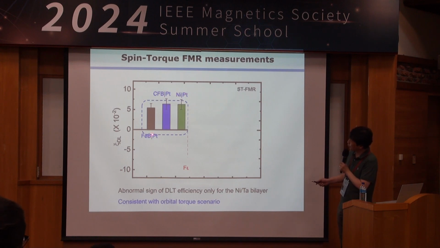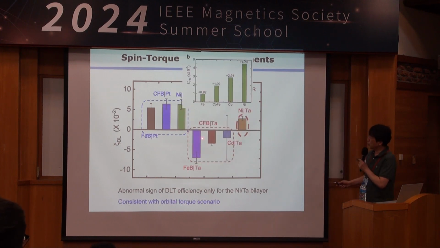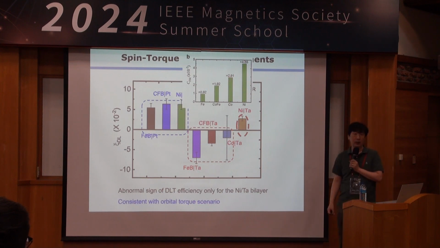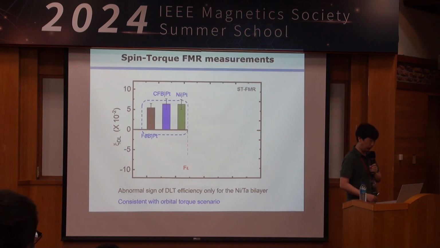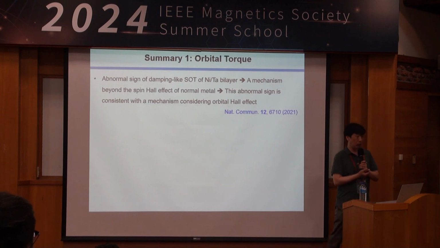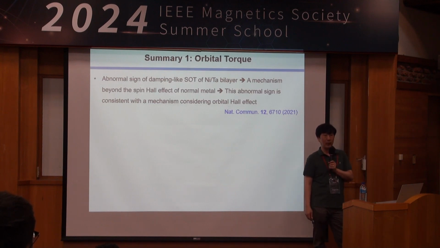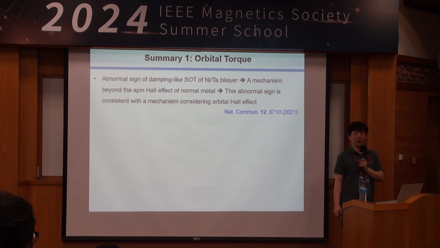So when we use platinum, even though we change the ferromagnet, it doesn't change much. So in this case, we cannot say anything about the orbital Hall effect. However, when we use tantalum, it shows very systematic changes depending on the type of ferromagnet, and even changes the sign in the case of nickel tantalum. And this tendency is in good agreement with our calculation of the spin orbit correlation of the ferromagnet, so this result is consistent with the orbital torque scenario. Okay, so we observed the opposite sign of the damping-like spin orbit torque in the nickel tantalum bilayer. It is consistent with the orbital torque scenario.